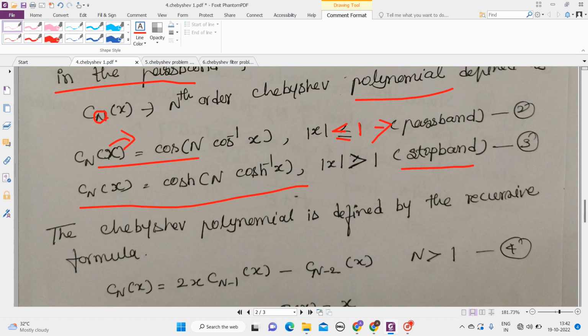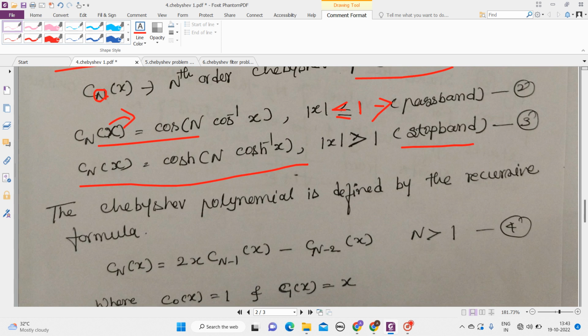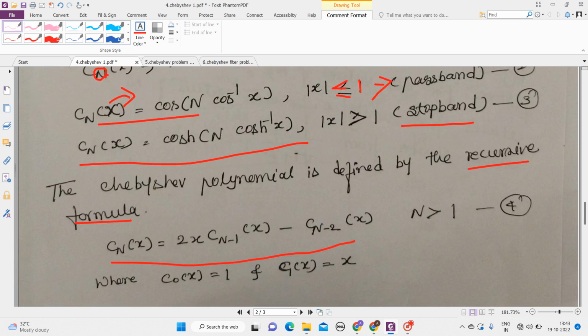Okay. The Chebyshev polynomial is defined by the recursive formula. This is the recursive formula of Chebyshev, for n greater than 1. Capital N is the order of the filter. If n is 0, the order of the filter is 0, so C subscript 0 of x has the value 1. If n is equal to 1, C subscript 1 of x is x.